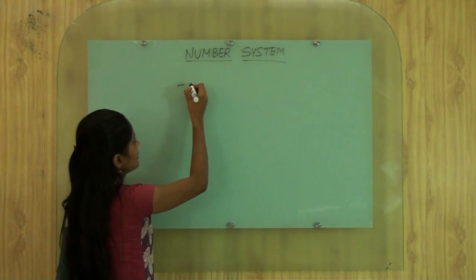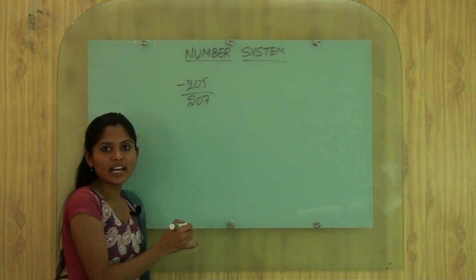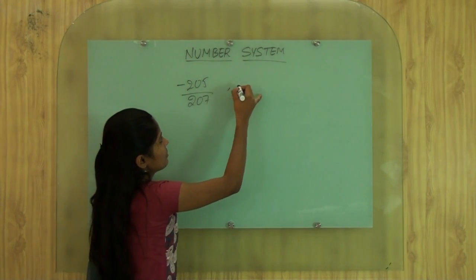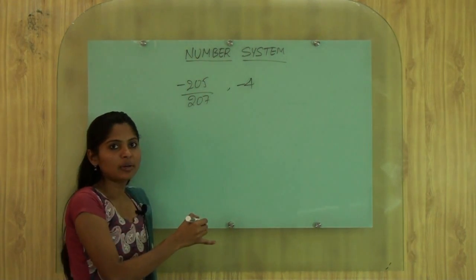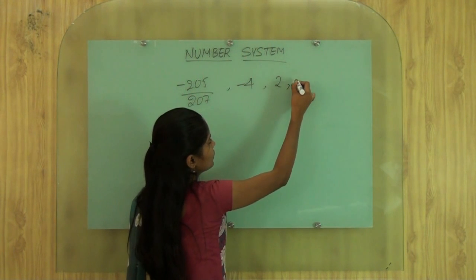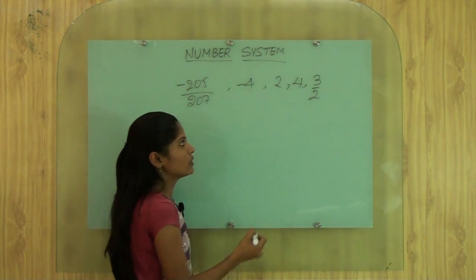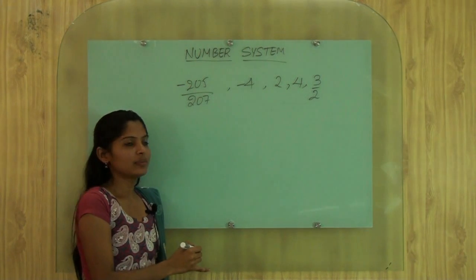We can tell that -205/207 is also a rational number. Say -4 is also a rational number. Then 2/4 or 3/2 is also a rational number.